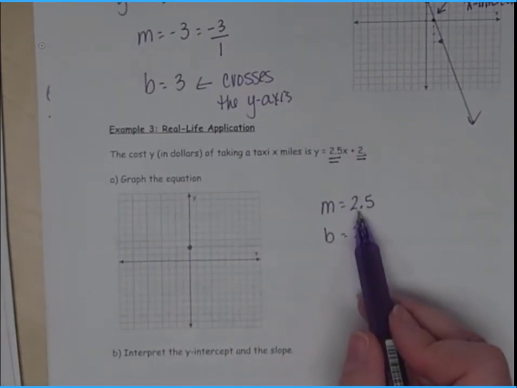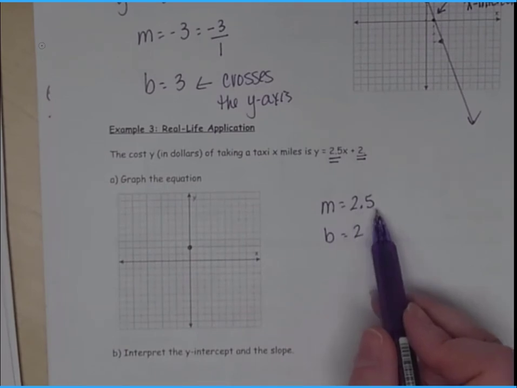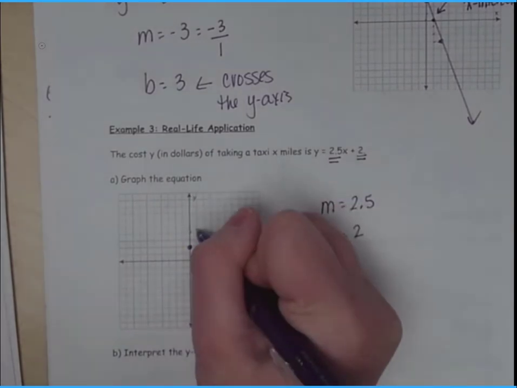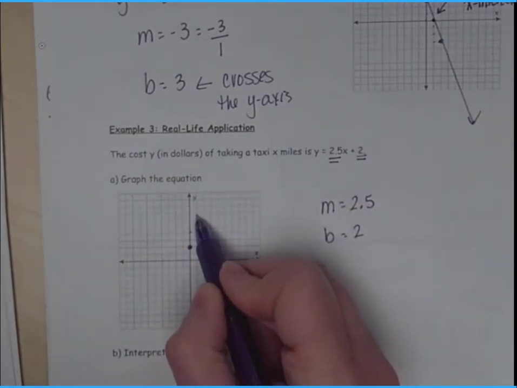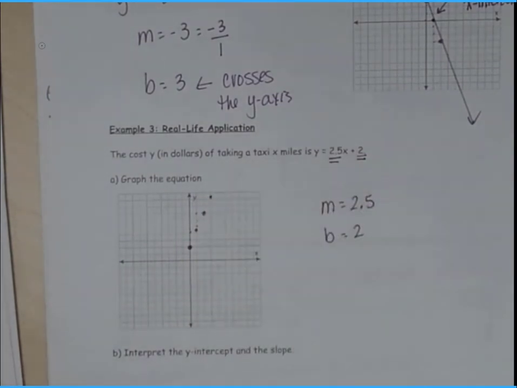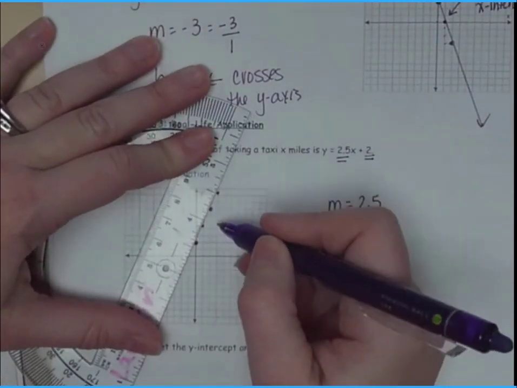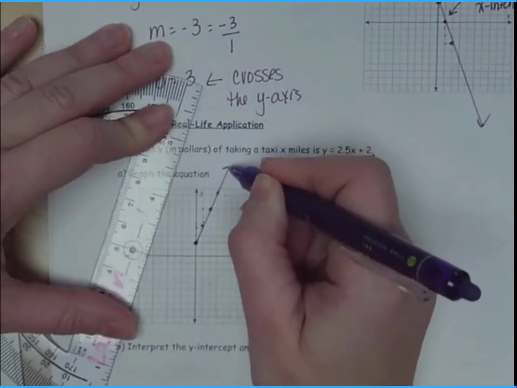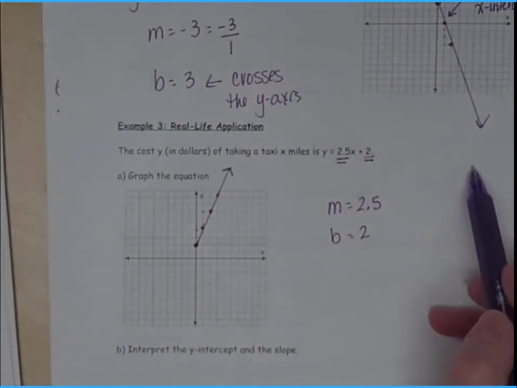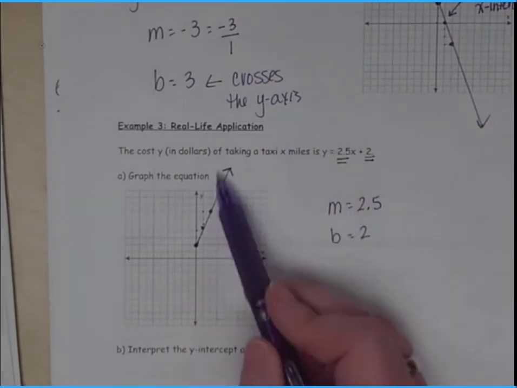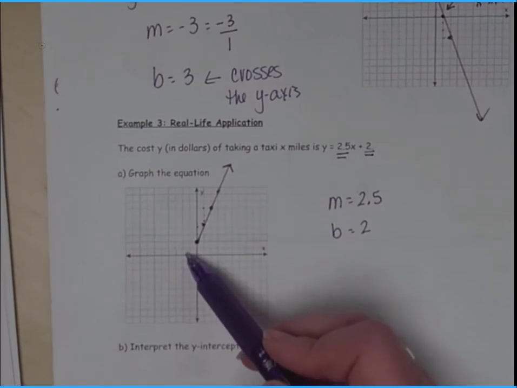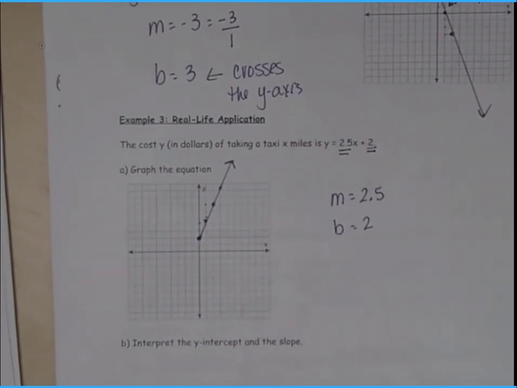Now, graphing fractions isn't always the easiest thing, but at least we have a half mark here. So I'm going to go up 2.5 and over 1. If I go up a half, I can now go up 2, over 1, up 2.5, over 1. So I now have my line right here. Normally, just like I did up here, I would continue that line all the way through, but since this is a real-life application, I can't have negative miles in a taxi cab, although that might be awesome, but I'm not sure what that would look like.